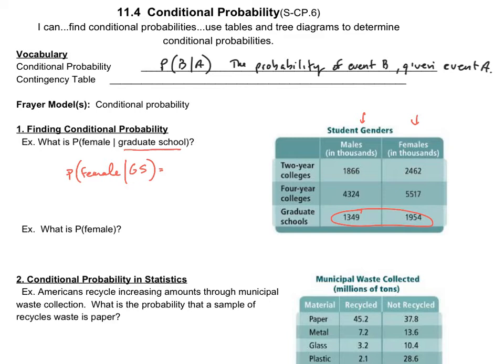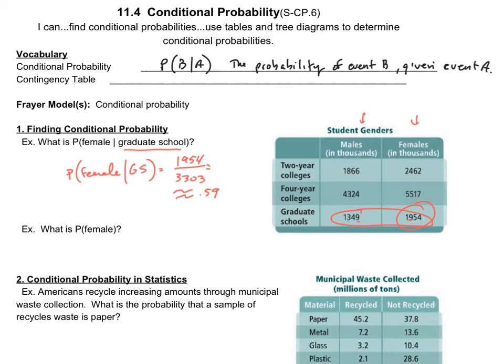is going to be equal to, well, how many students do we have? I believe these two added together give me 3,303 students total. And how many of those were female? Given event A is grad students, event B is that they're female. So I have 1,954, which gives approximately 0.59. And that is the conditional probability of female students given grad students.